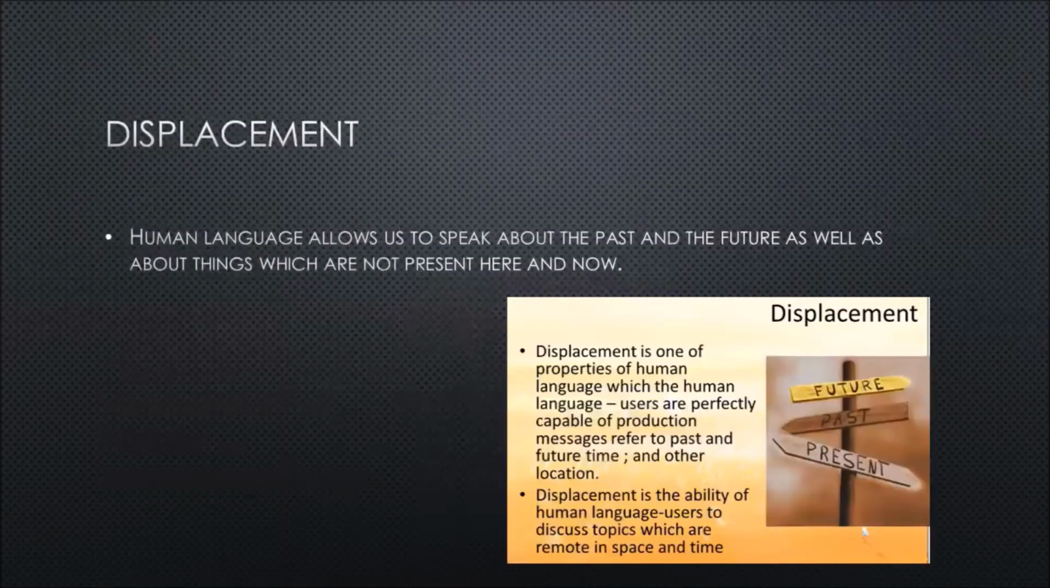Then we have displacement. This is another key feature of language. Displacement means that we can talk about things which happened in the past, things that are going to happen in the future, and things which are not present. For instance, we have abstract nouns like love, which are things that are not here and now. So this is one of the most important features of human language too.